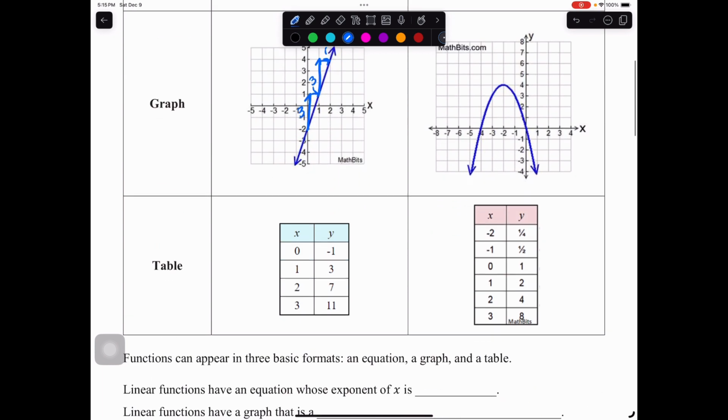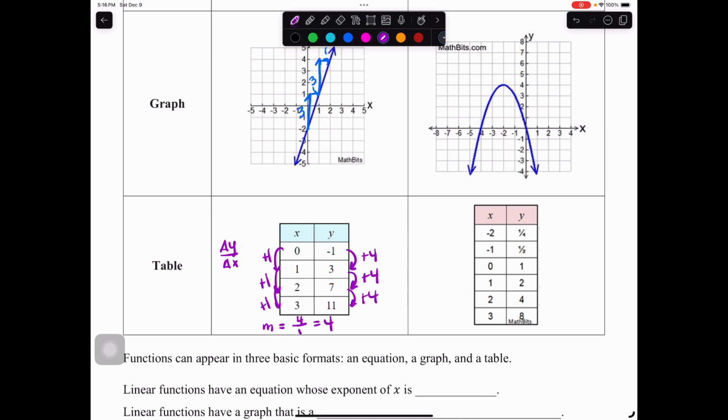For the table, if I take a look at the table on the example side, if I start to look at my change in y over my change in x, I can see that from this first row to the second row, I went up 4, while the x's went up 1. From 3 to 7 went up 4. From 1 to 2 went up 1. From 7 to 11 went up 4. 2 to 3 went up 1. So if I were to actually find this slope or change in y over change in x, I'm getting 4 over 1 or 4 every single time.